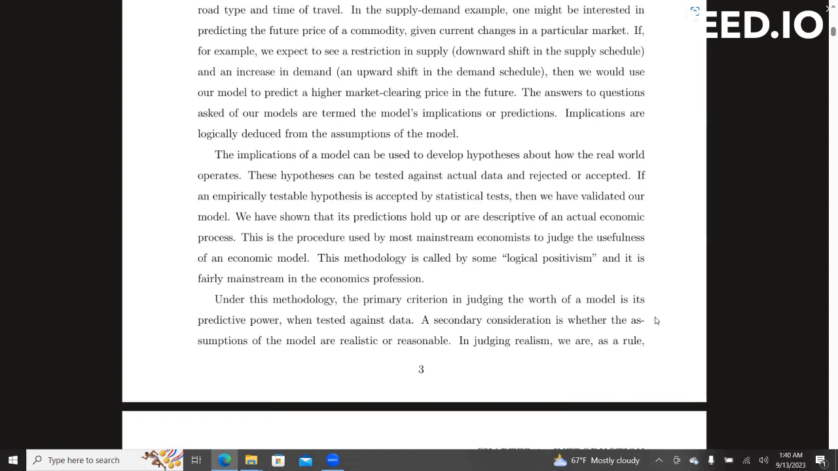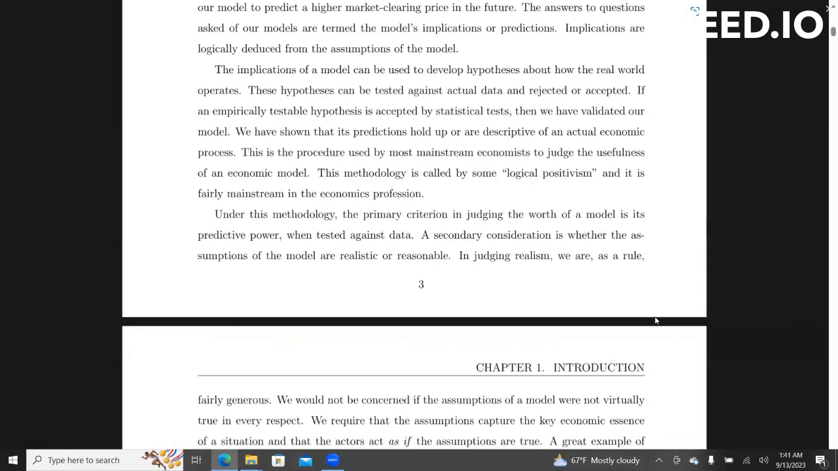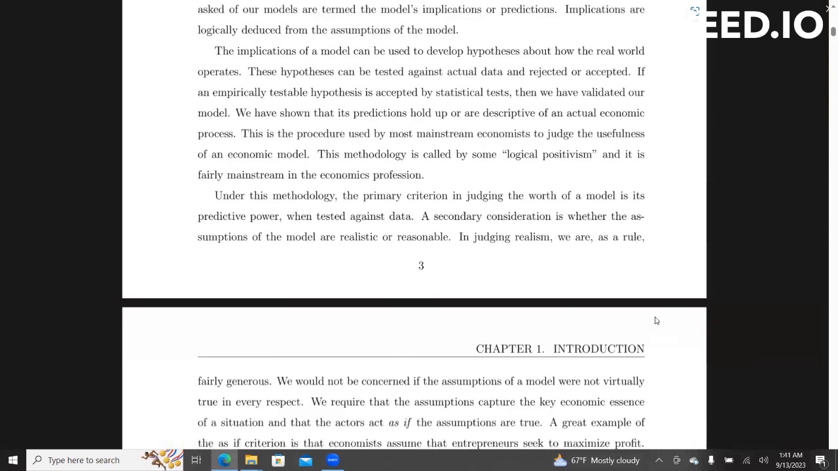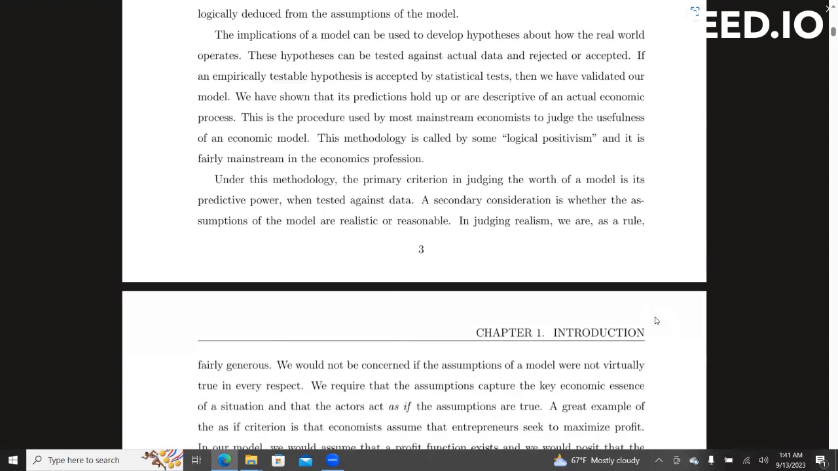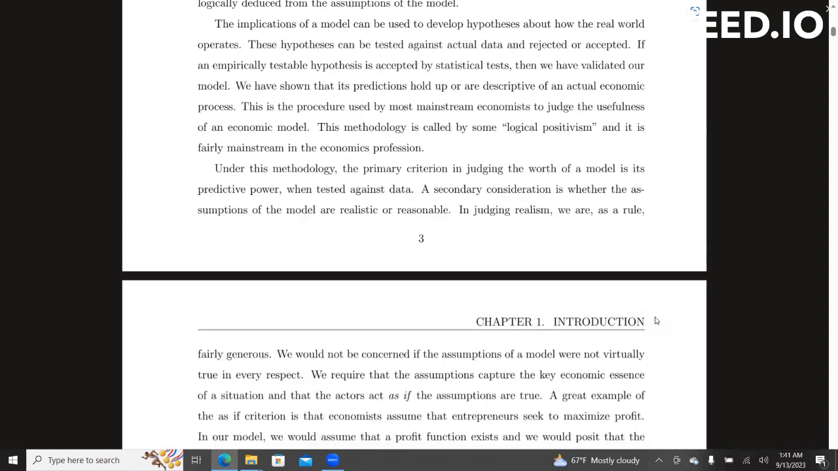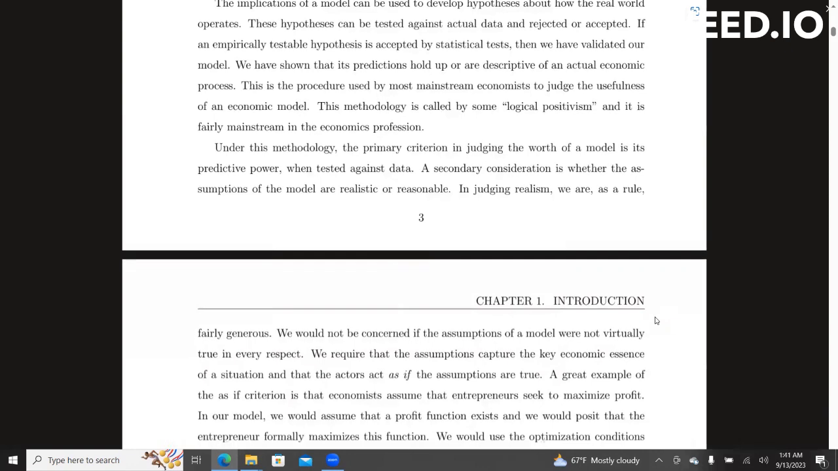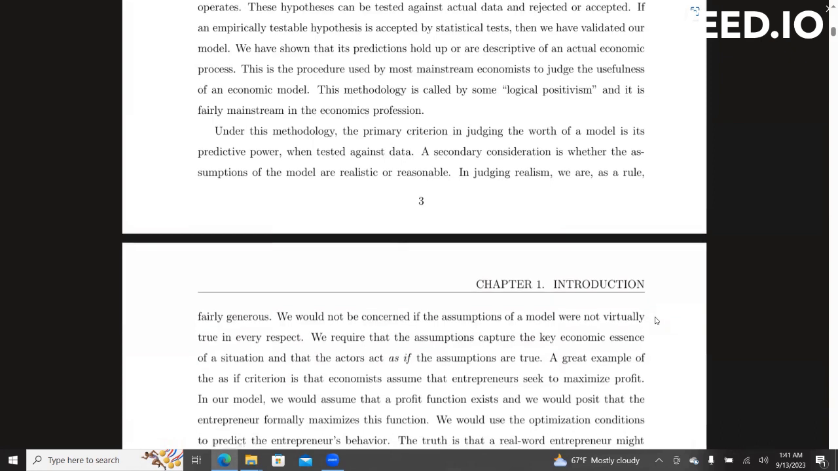Implications are logically deduced from assumptions of the model. The implications of a model can be used to develop hypotheses about how the real world operates. These hypotheses can be tested against actual data and rejected or accepted. If an empirically testable hypothesis is accepted by statistical tests, then we have validated our model. We have shown that its predictions hold up or are descriptive of an actual economic process.